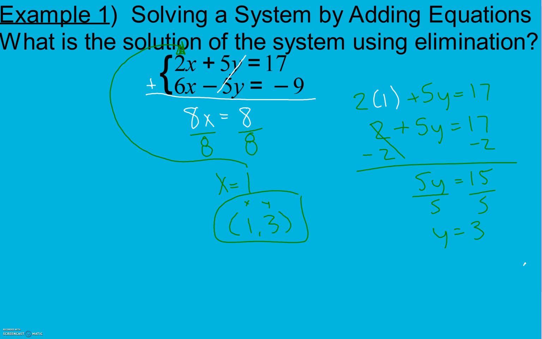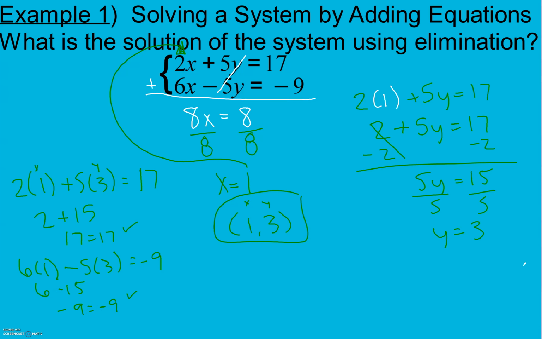If we plug those back in to double check, 2 times 1 plus 5 times 3, 17. Just plugged in my x and my y values. 2 plus 15 is 17. So here, this one checks out. Same thing in my second equation, 6 times 1 minus 5 times 3 equals negative 9. 6 minus 15 is negative 9. So that one checks as well.